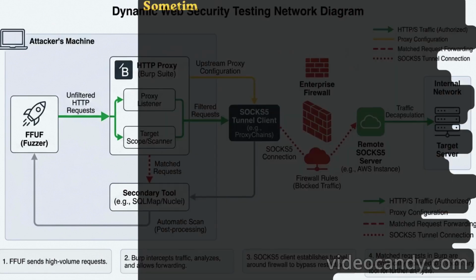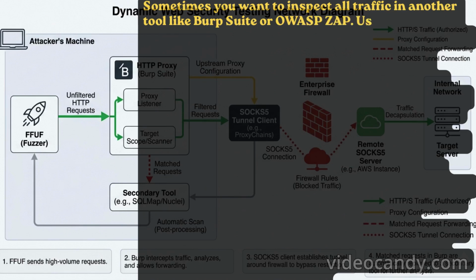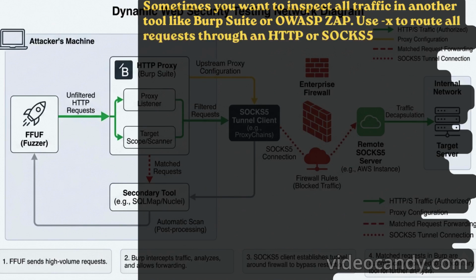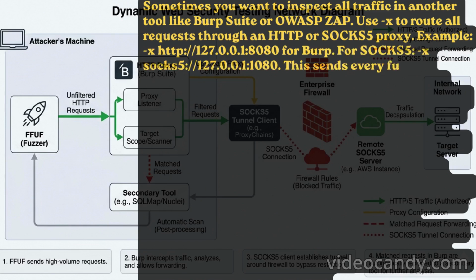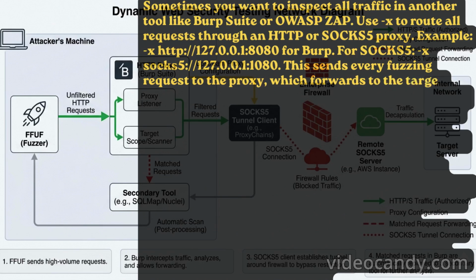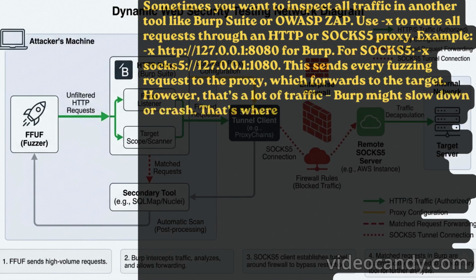Use -x to route all requests through an HTTP or SOCKS5 proxy. Example: -x http://127.0.0.1:8080 for Burp. For SOCKS5, -x socks5://127.0.0.1:1080. This sends every fuzzing request to the proxy, which forwards to the target. However, that's a lot of traffic. Burp might slow down or crash. That's where -replay-proxy shines.